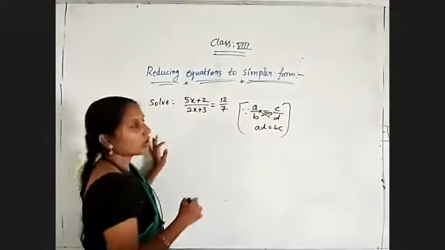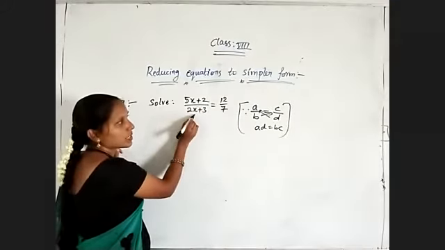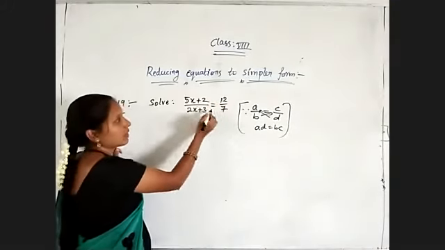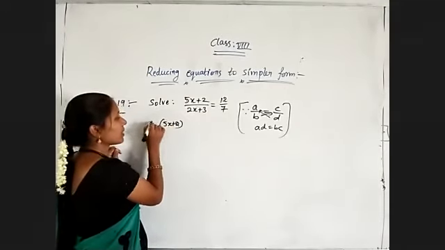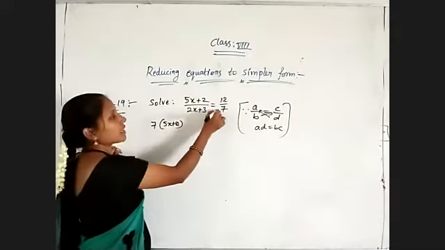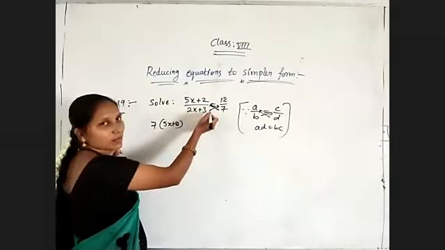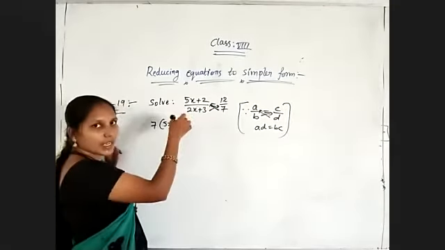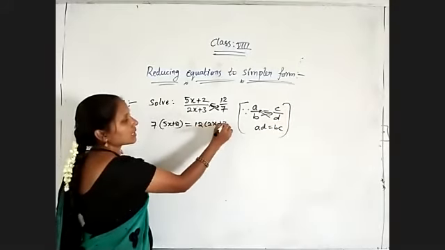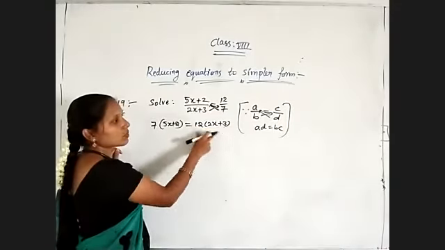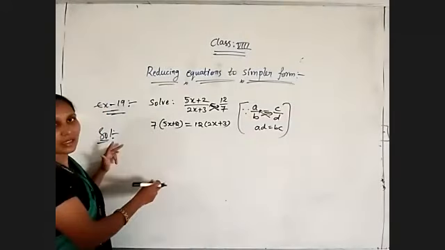Use this concept now. Here 5x + 2 is A, B is 2x + 3, C is 12, D is 7. AD, that is (5x + 2) into 7, which is nothing but 7 into (5x + 2). Whenever we do cross multiplication, between them is the equal to symbol. Now 12 into (2x + 3). AD is equal to BC. Now simplify, we will get the answer.